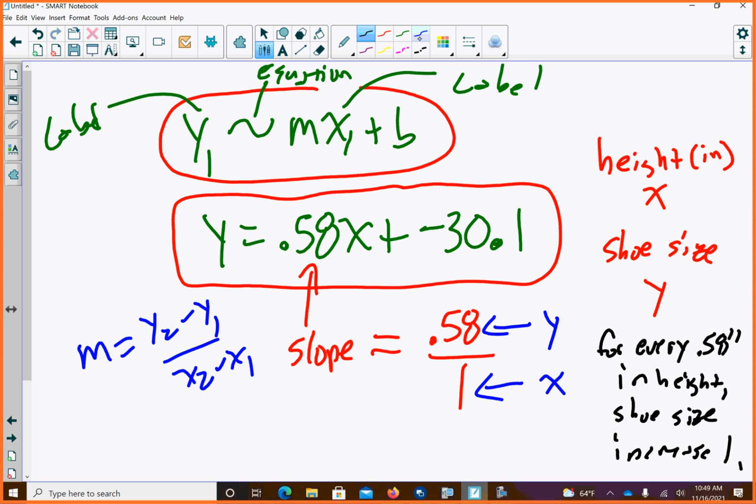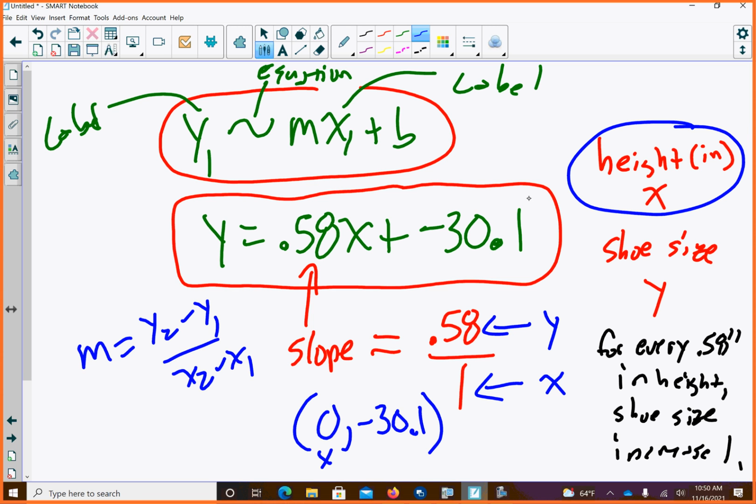Now, here's the goofy part. What does the point (0, negative 30.1) mean? What is our X value as far as our equation goes? It's our height, isn't it? So if somebody is 0 inches tall, then their Y value is their shoe size. If somebody is 0 inches tall, which, let's face it, no one's 0 inches tall, but they would wear a negative 30.1 size shoe. That's a really small shoe. It's a nub. If you're 0 inches tall, we're talking itty bitty, right?